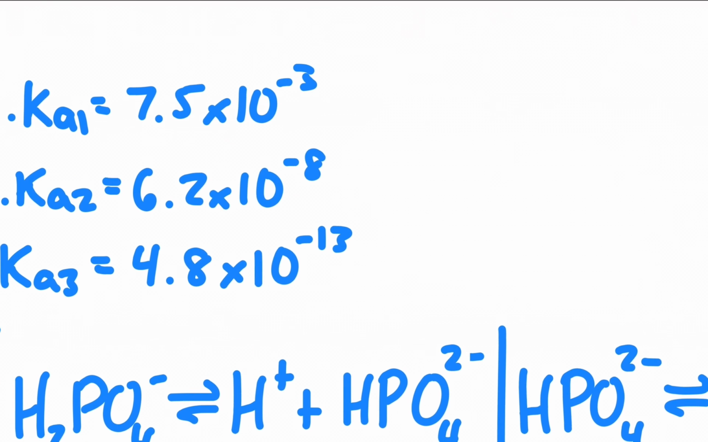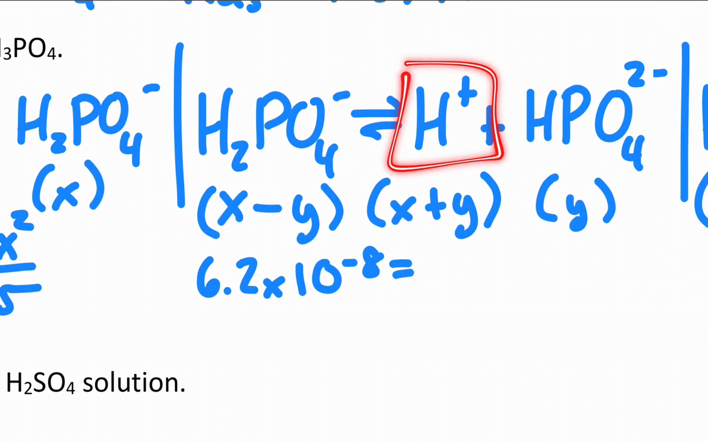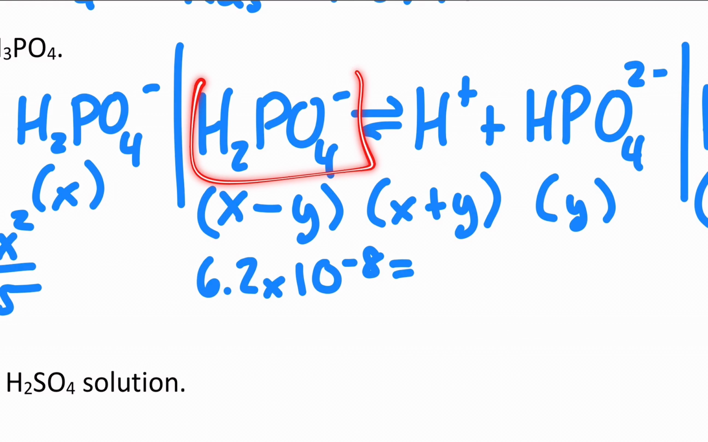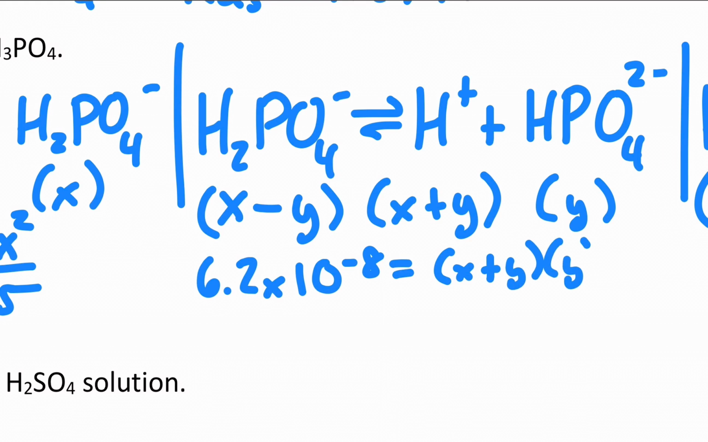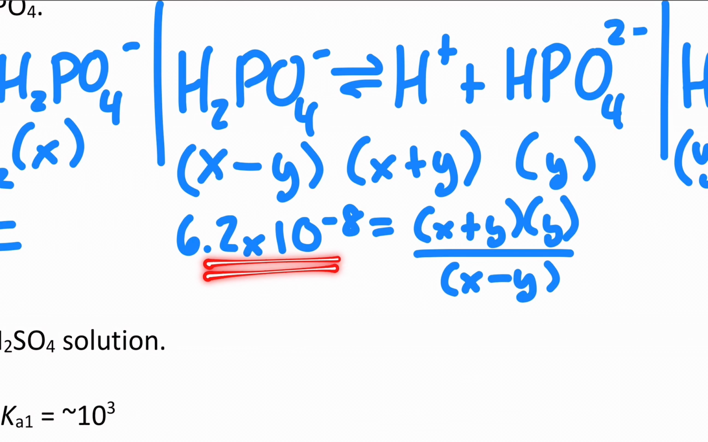So let's look at those Ka values. Ka2, which is 6.2 times 10 to the negative 8, is equal to the hydrogen concentration times the hydrogen phosphate concentration divided by the dihydrogen phosphate concentration. So that's x plus y times y all over x minus y. Now, you know how we use these simplifications of thinking about differences from the dissociation being so small. We said that this x is negligible compared to 5 because this Ka is small. Well, Ka2 is even smaller, a lot smaller.